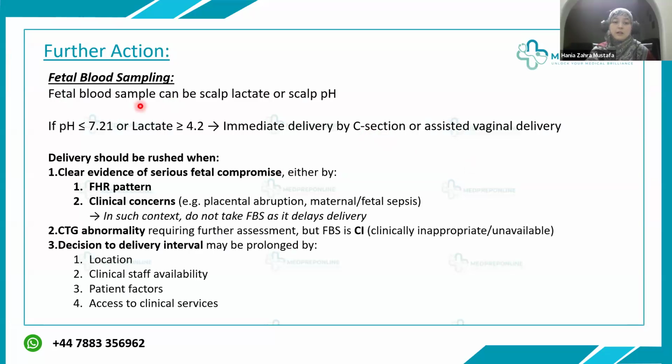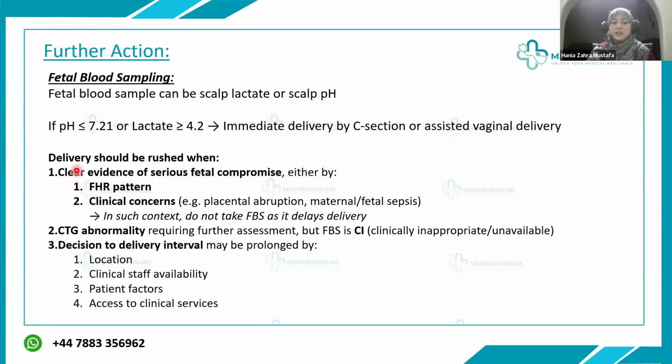Fetal blood sampling is of two types. One is the scalp lactate and the other is the scalp pH. You will take the sample and assess for the pH and lactate of the fetus. If the pH is less than 7.21 or the lactate is more than 4.21, then immediate delivery by C-section or assisted vaginal delivery is required.